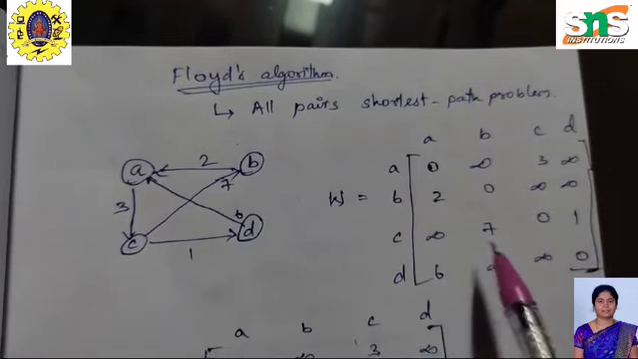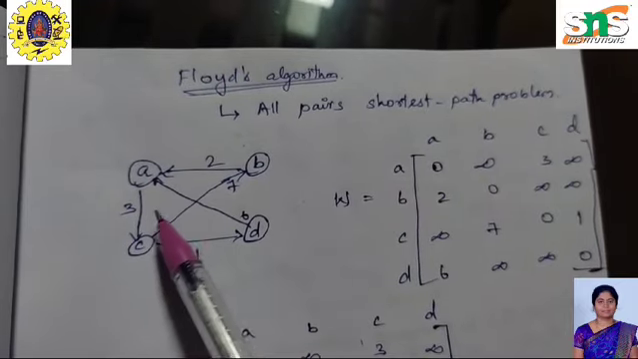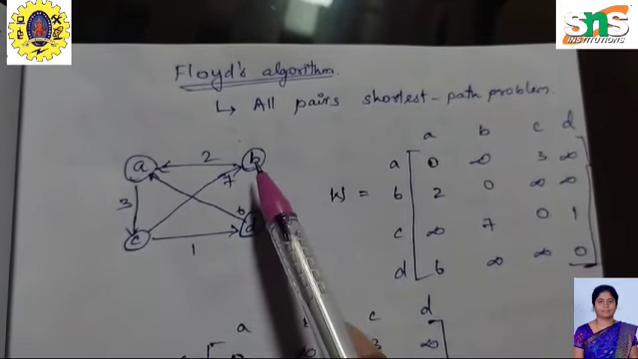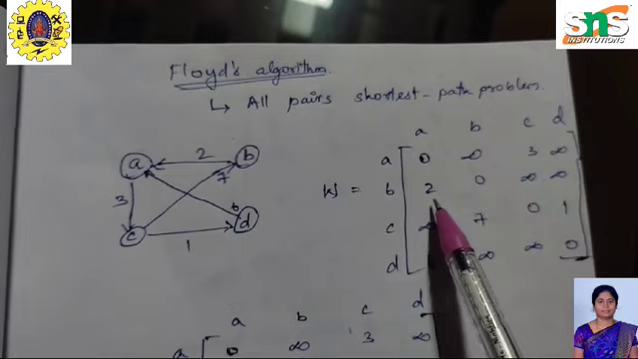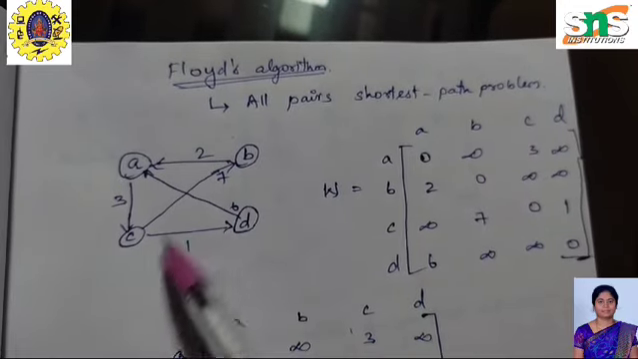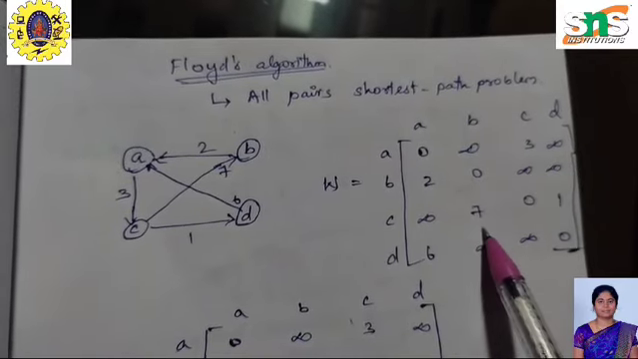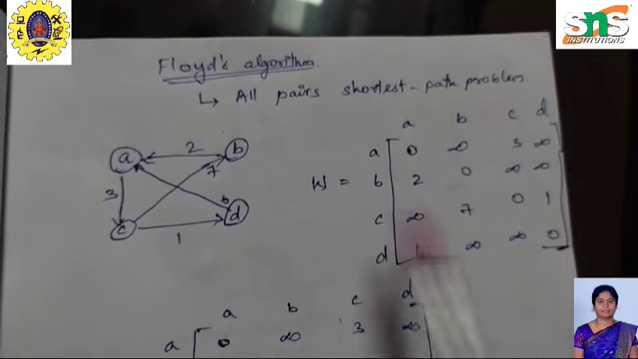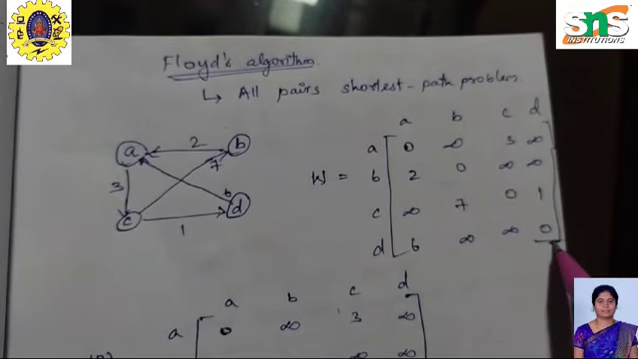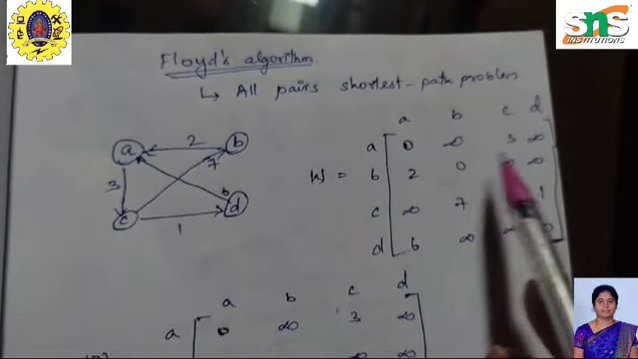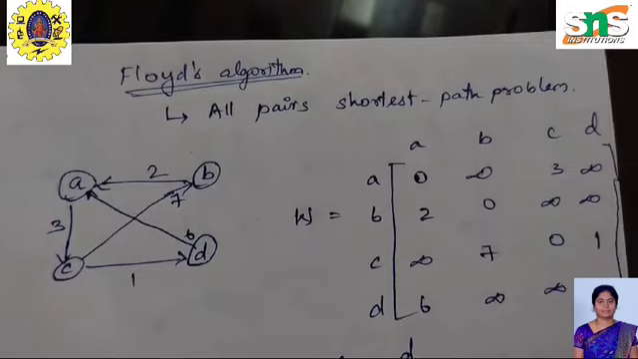From A I can move to C, so it is 3. From B I can move to A, so it is mentioned with 2. From C I can go to B with 7 and to D with 1, and from D I can move to A, that is 6. So first the zeros are filled and the weights are filled, and the remaining things are mentioned with infinity. So this is the weighted graph matrix, the adjacency matrix.